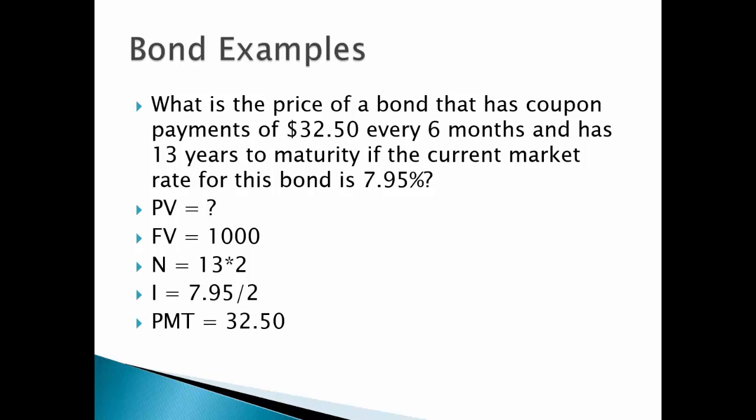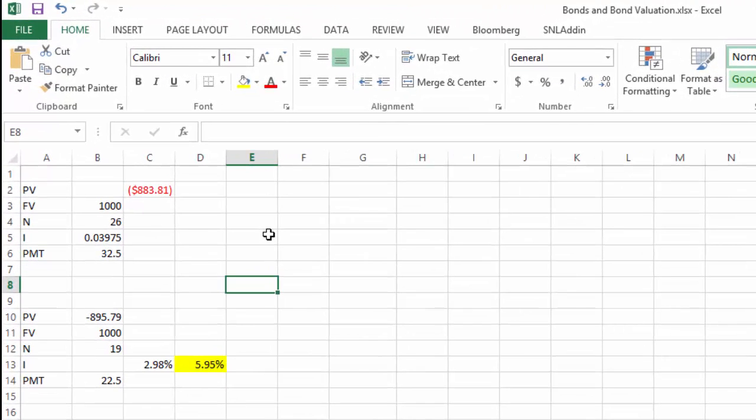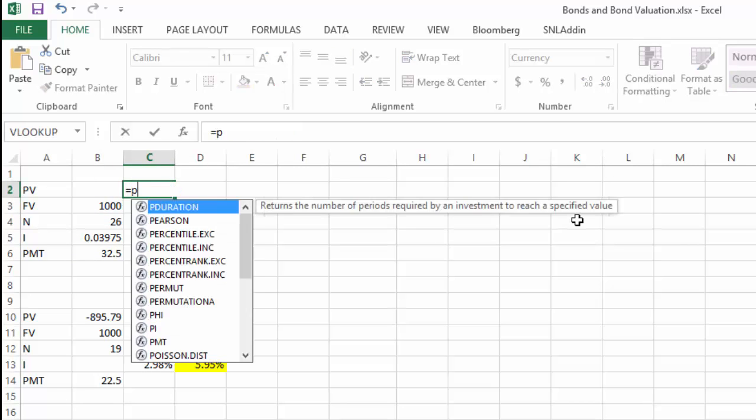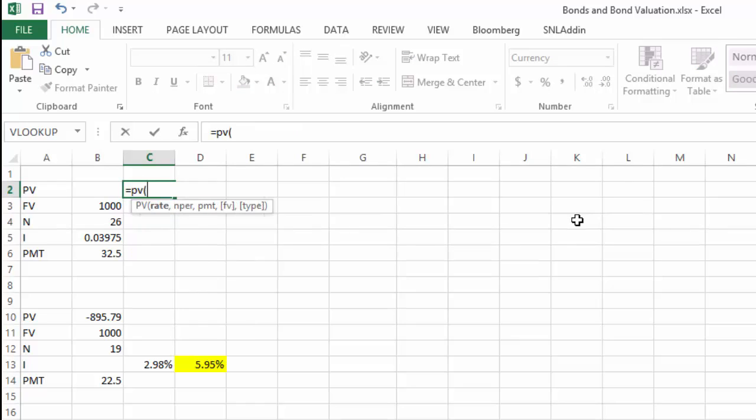So let's look at this example in Excel. If we have $1,000 as our future value, if we have 26 periods, so 13 years times 2 periods per year, 7.95% divided by 2, so our periodic rate is 3.975%, and our payment is $32.50. We're going to solve for the present value, so I'm going to put in here equals PV, and you can see it'll tell you the inputs that it needs to do this calculation.